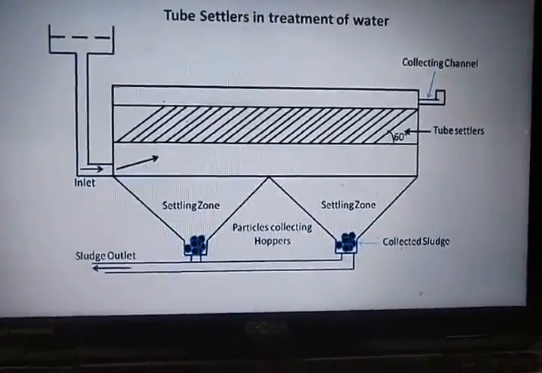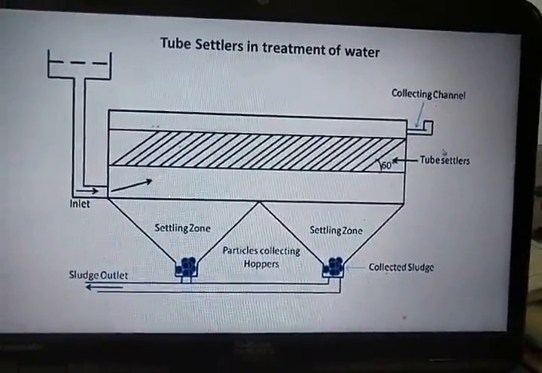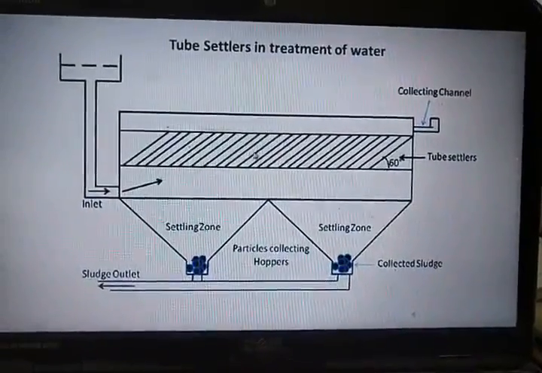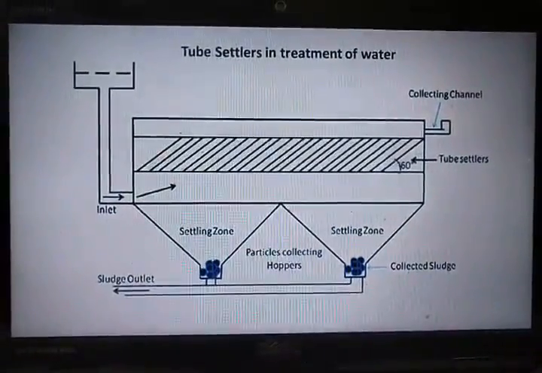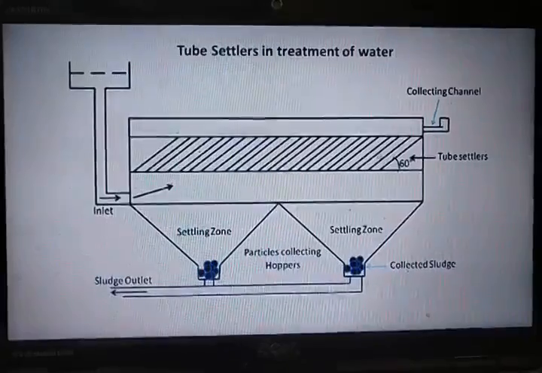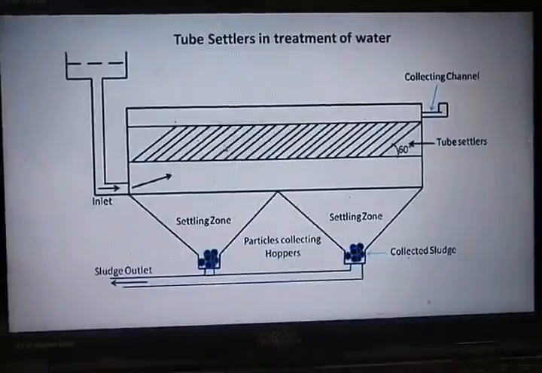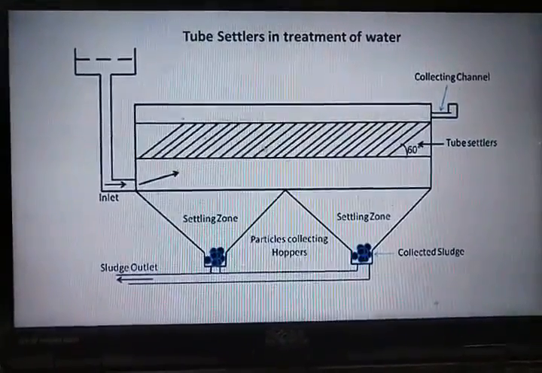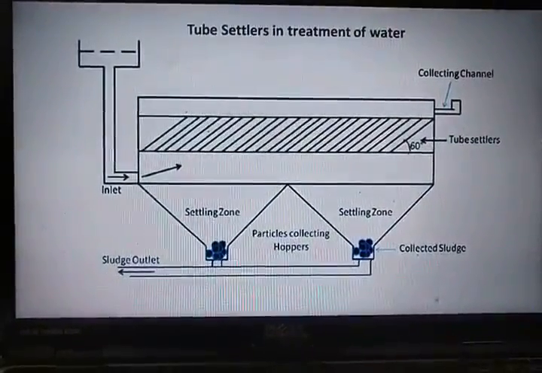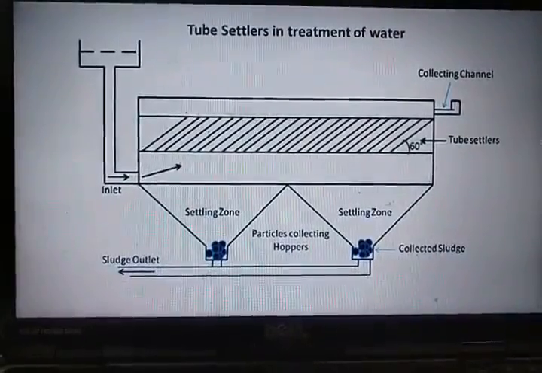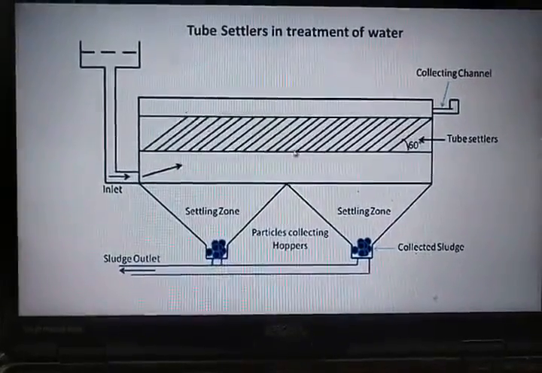So this is the typical section of a tube settler in a water treatment plant. Here, as you can see, in the inlet chamber the tube settlers are provided at an angle of 60 degrees with respect to horizontal. These are provided in order to further reduce the velocity of the influent water, which will increase the settlement efficiency in a short period of time. So for the same cross-section area, by providing these tube settlers, we can achieve maximum efficiency.